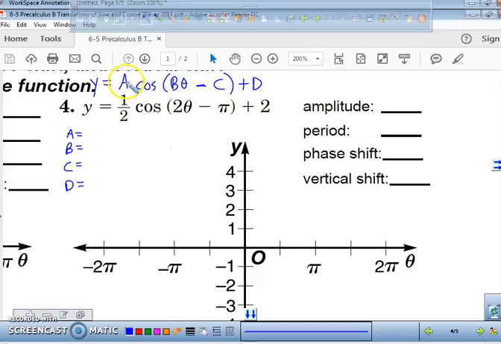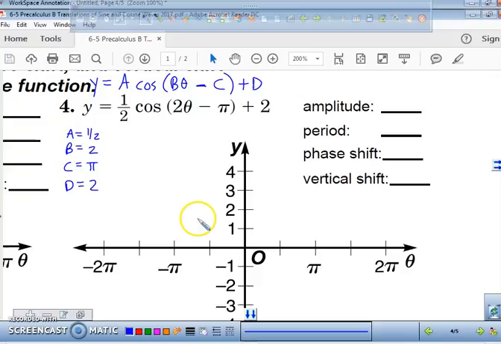Obviously our a is a half. Our b is simply the number 2. The c value, see how it says minus c in the formula? It says minus pi. So what is our c value actually equal to? The value of pi. It says plus d, it says plus 2. So our d value is actually just the number 2. So now we have a, b, c, and d.